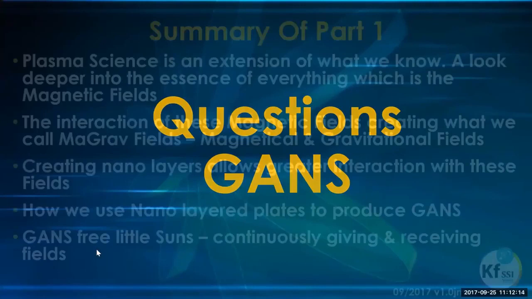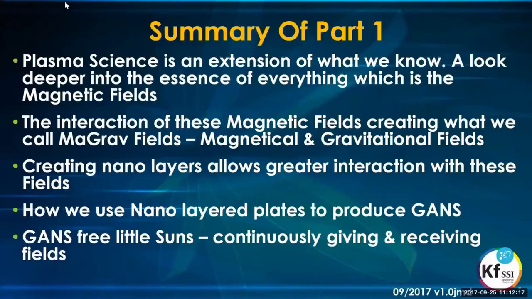So essentially, when we look at the summary for today, the whole purpose of these workshops is to keep it short and to the point, so that you can take home certain bits of information and really understand what it's all about. So the plasma science is really an extension of what we know. It's looking deeper into the essence of everything, which is the magnetic fields. And that's what you really need to understand, that everything is made up of these fields. Even the pen you're holding or the table you're sitting at is all made up of fields. We'll go into more details next time, but that's what you really need to take home.